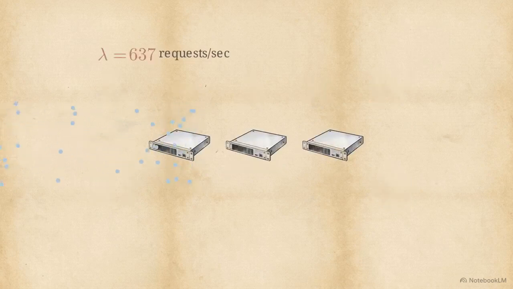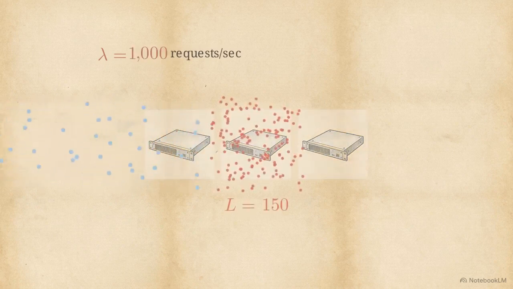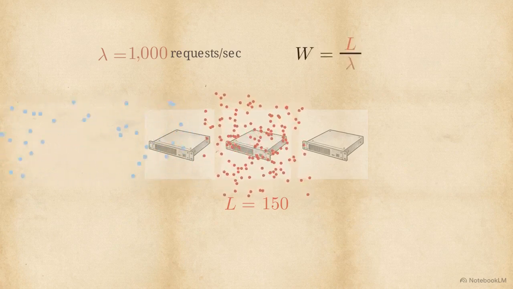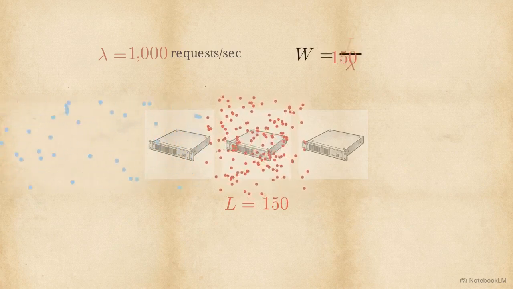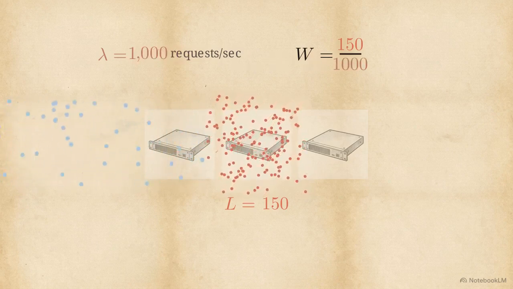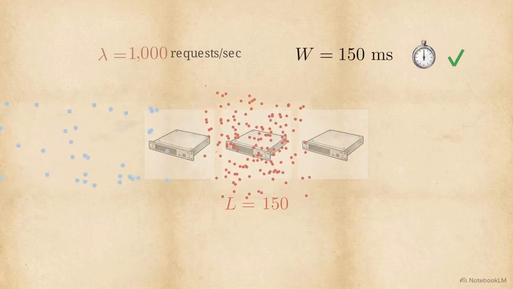Consider a parallel web server receiving 1,000 requests per second. At any given moment, there are exactly 150 requests currently being processed inside the server. We divide the 150 items in the system by the arrival rate of 1,000 requests per second. The math reveals an average latency per request of 150 milliseconds.